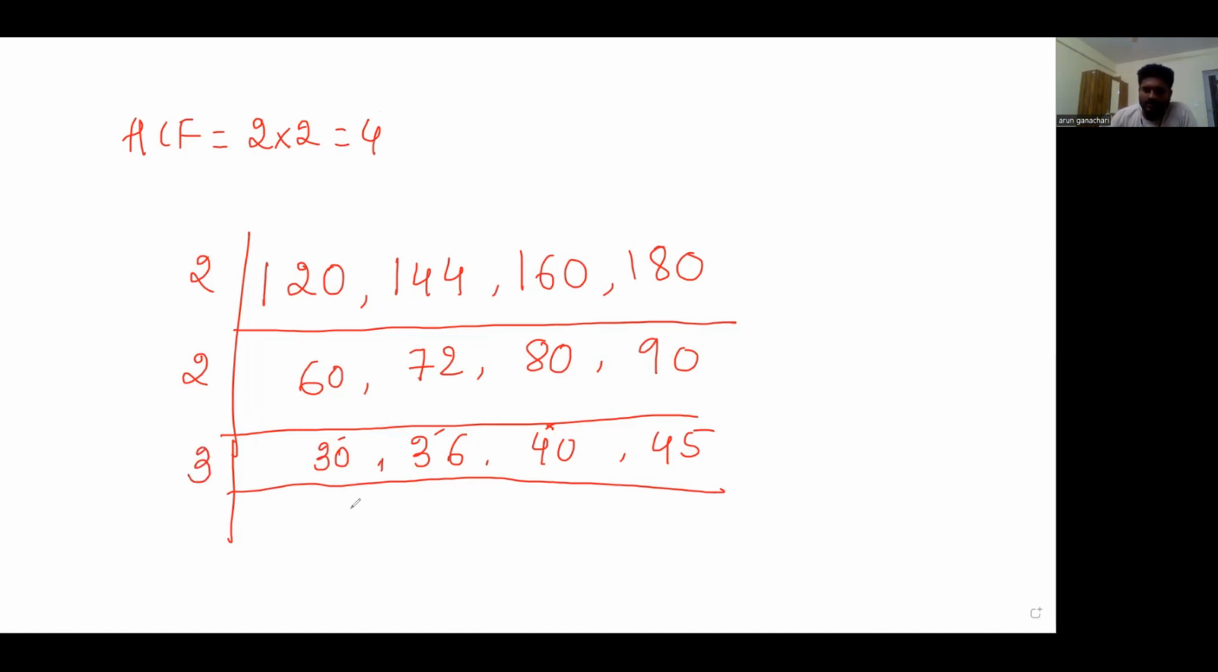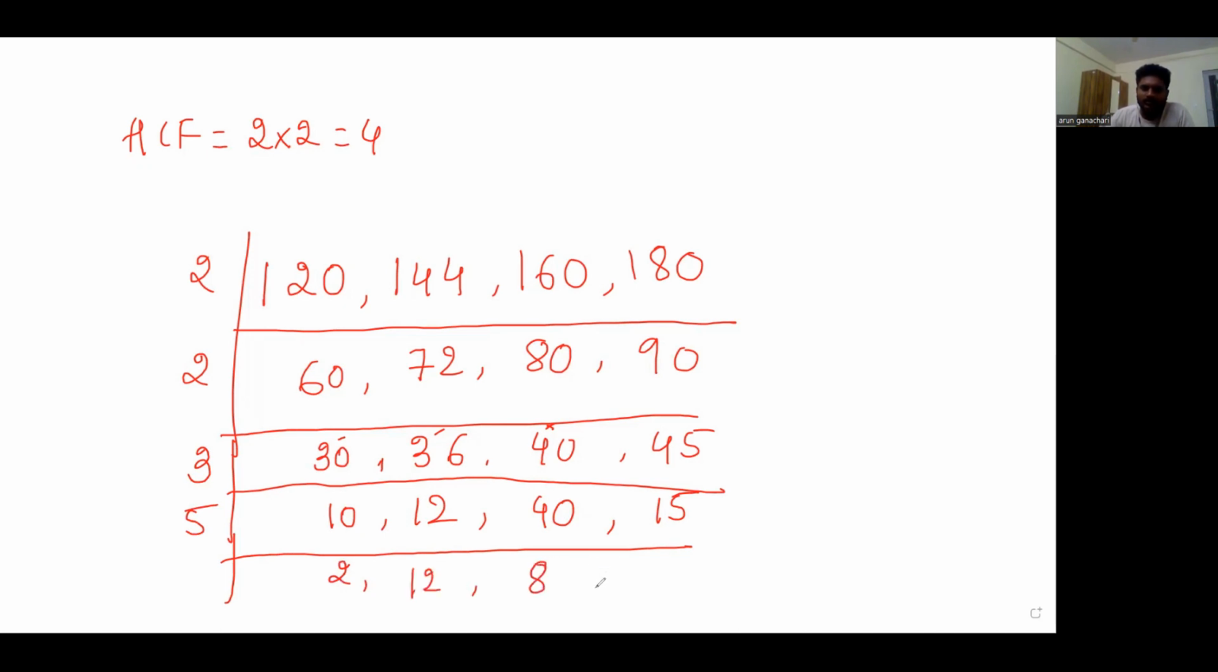So if I take 3, then this will be 3 10s are 30, 3 12s are 36, 40 we cannot divide, but this will be 50. Now I'll divide it by 5. If I divide it by 5, what will I get? I'll get 5 2s are 10. 12 we cannot divide by 5, but I can divide 40 by 5, so it will be 5 8s are 40, 5 3s are 15. Now what are we left with? We are left with 2, 12, 8 and 3. Now I'll write it here: 2, 12, 8 and 3.